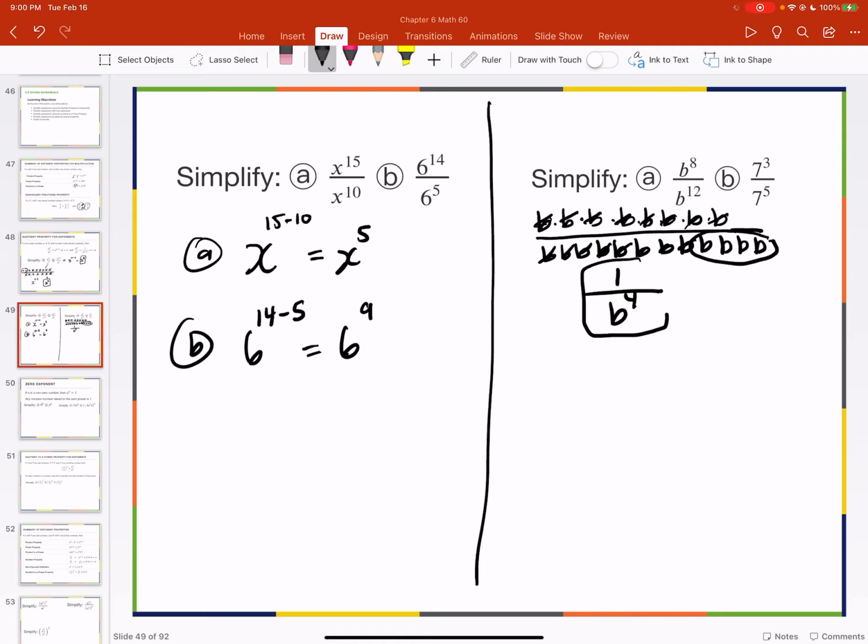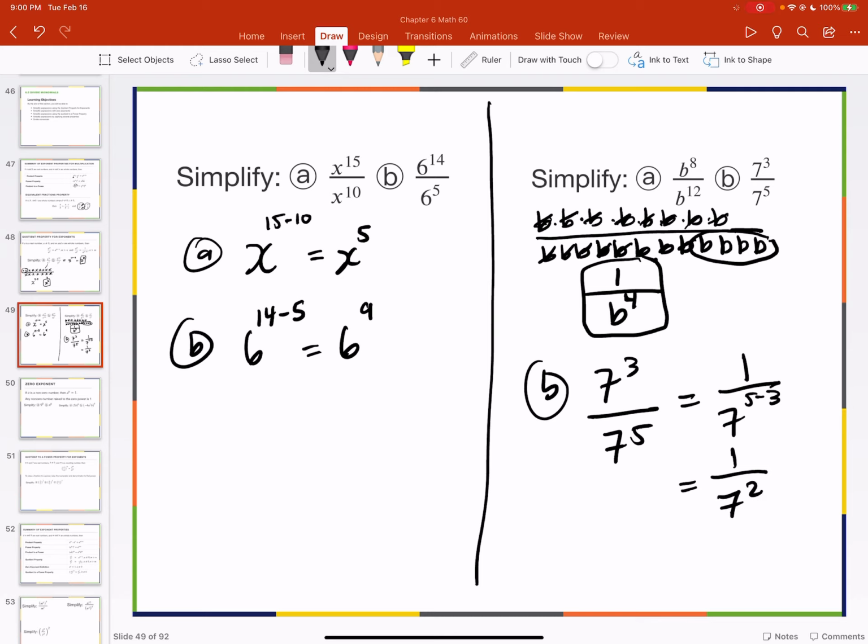So the way the book defines it is to subtract the greatest minus the smaller, and if the larger exponent is in the denominator, your answer is in the denominator. And if the larger exponent is in the numerator, your answer is in the numerator. So for B, you have 7 cubed over 7 to the power 5. That would be 1 over 7 to the 5 minus 3, which is 7 squared. So 1 over 7 squared, which is 1 over 49. That wasn't too hard to multiply, so we left it.